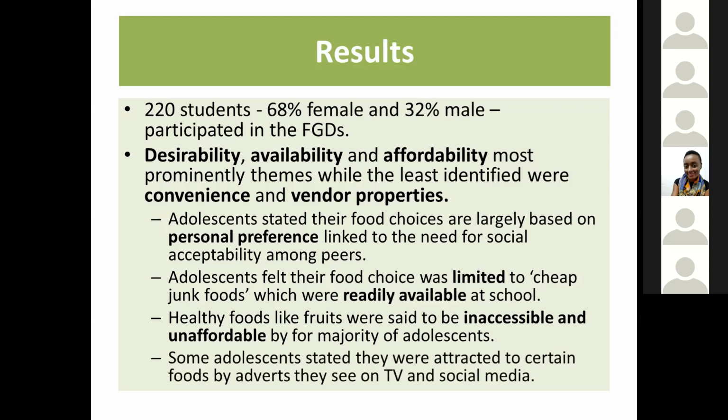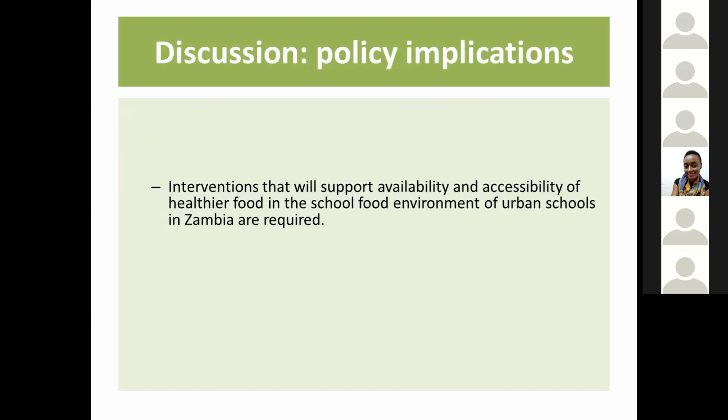Then some adolescents further stated that they were attracted to certain foods because of adverts that they had seen on TV or social media. They mentioned that there was a lot of marketing and advertising of foods, and they were exposed to these, and these were influencing what they end up buying or eating.